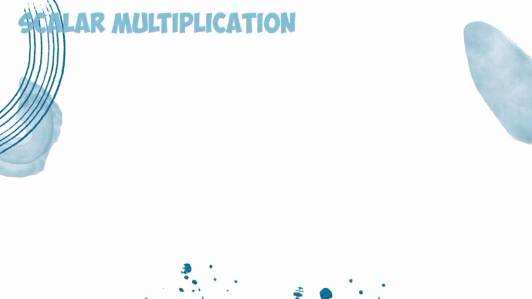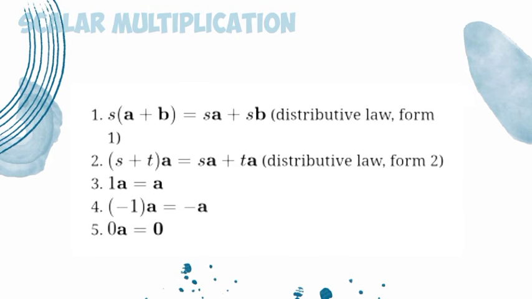Scalar multiplication. Scalar multiplication satisfies many of the same properties as the usual multiplication. 1. S multiplied by (A plus B) is SA plus SB. 2. (S plus T) multiplied by A is SA plus TA. 3. 1 times A is A. 4. Negative 1 times A is negative A. 5. 0 multiplied by A is 0.